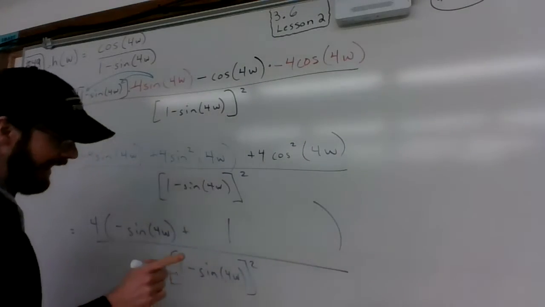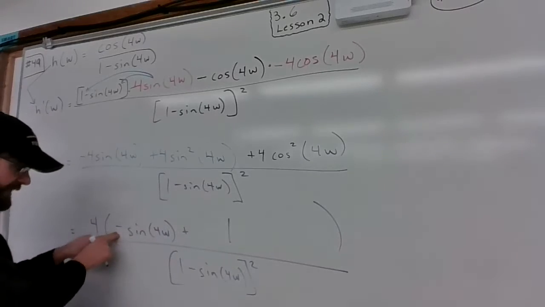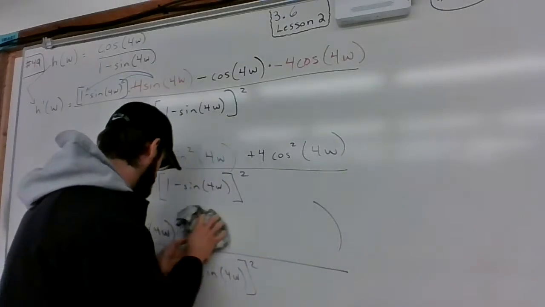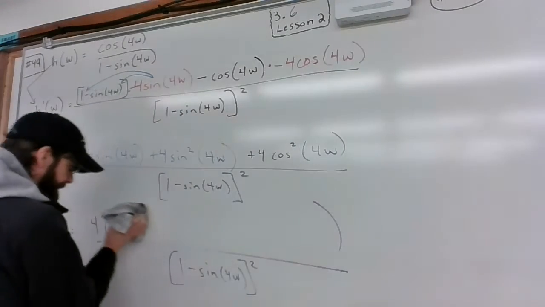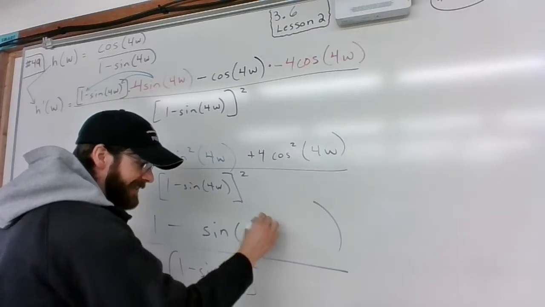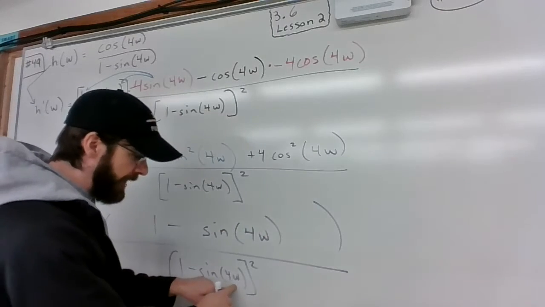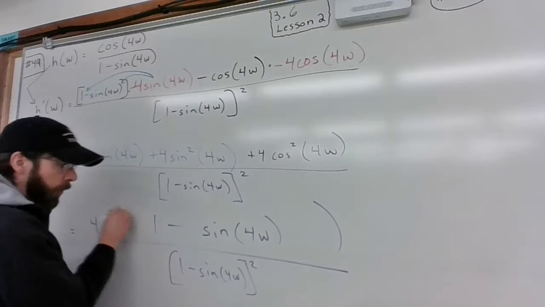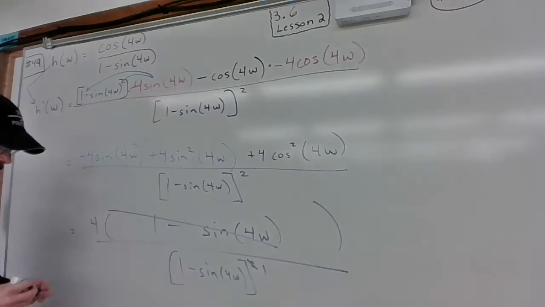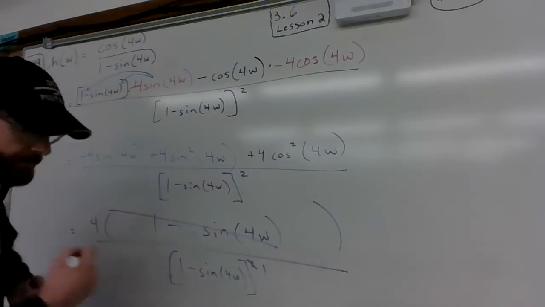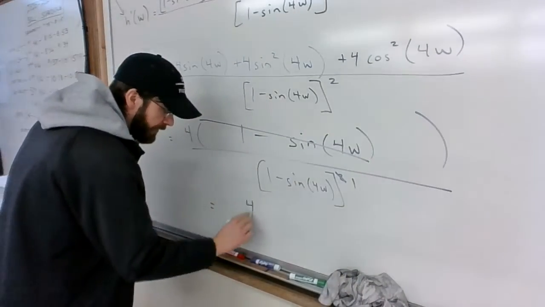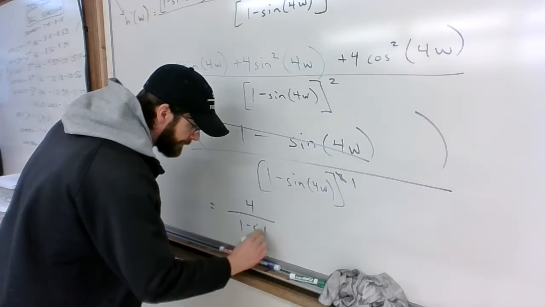And now we have 1 minus sine of 4W. I'm going to rewrite that. Which is significant because look at the bottom. 1 minus sine of 4W. There's 2 of them. So one of them up top is going to cancel with one of these on the bottom. And your final answer is going to be, let's just put it below, 4 divided by 1 minus sine of 4W.